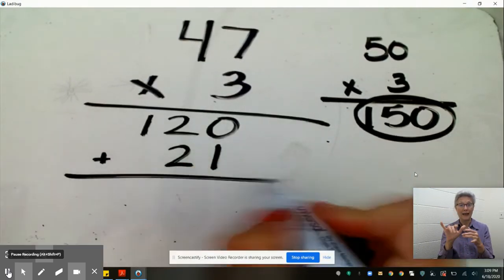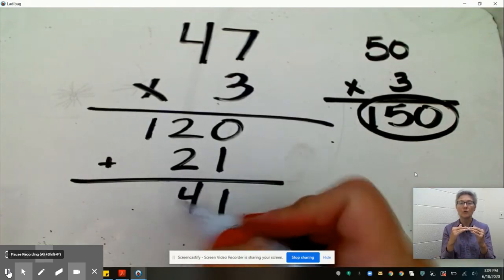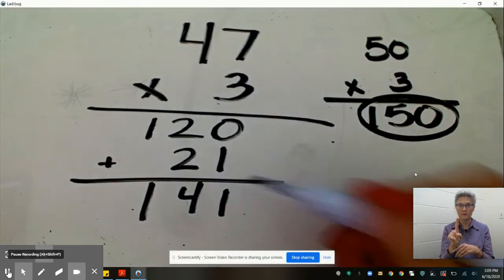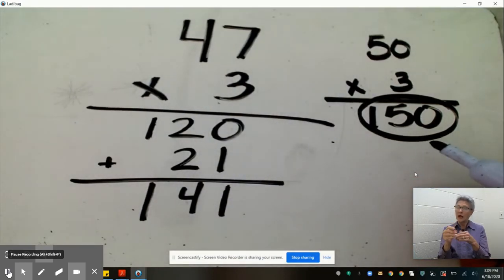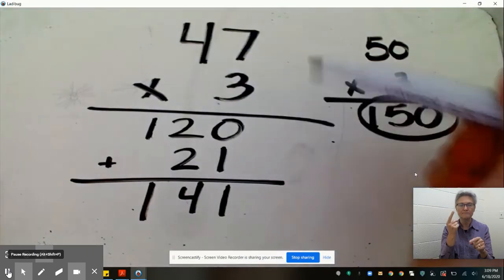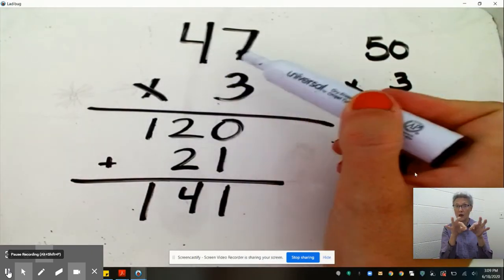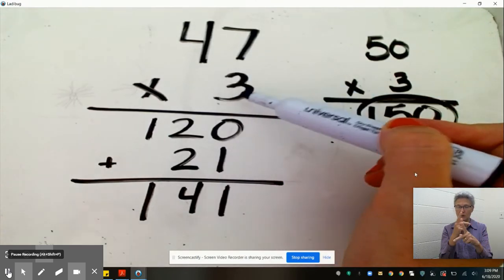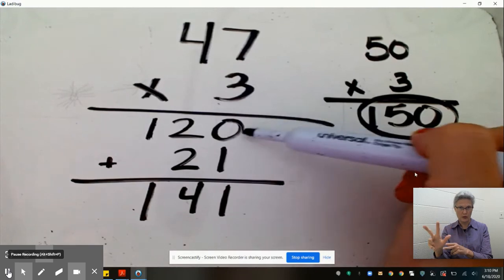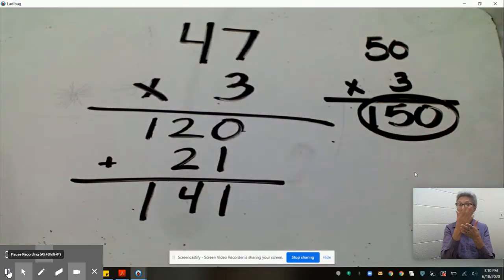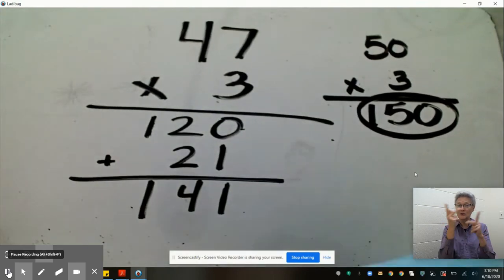So now I add those together to get 141. So is my answer reasonable? It sure is. It's nice and close to my estimate. So looking at how I did that, really what I did was I took the value of each of the numbers and multiplied it by my other factor, to get my partial products, just in a different way. So now I'm going to look at solving the same problem.